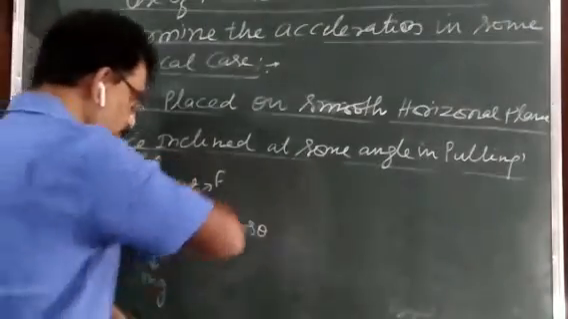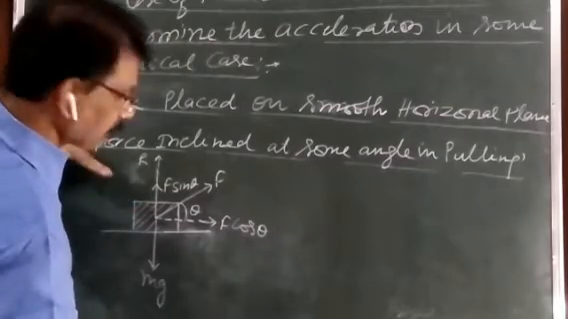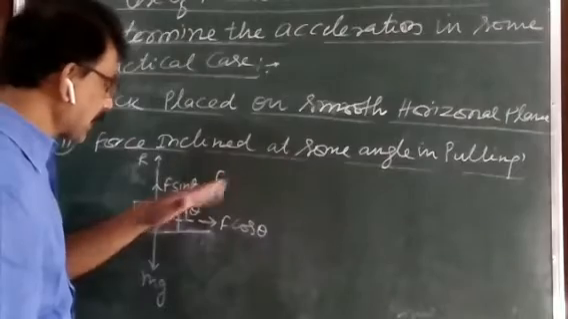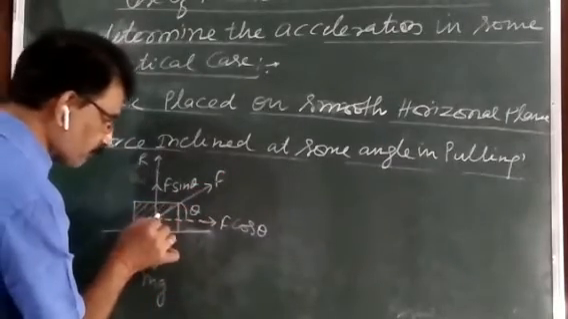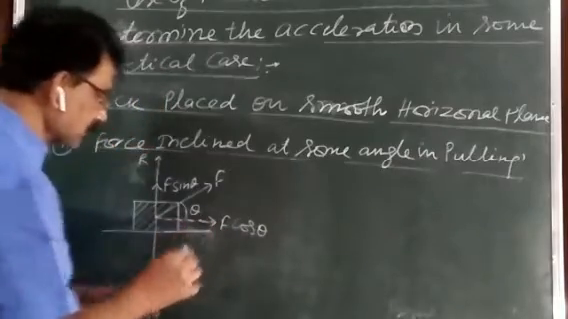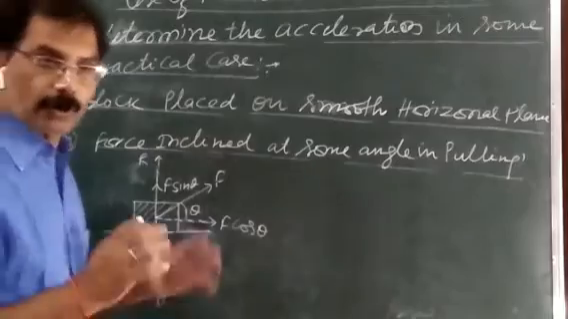Now a pulling force, this force is called a pulling force. And when we apply the force like this, it is called a pushing force. So here, suppose a pulling force F is applied at an angle theta from the horizontal. Then how can we calculate the acceleration of this block? How can we find it?